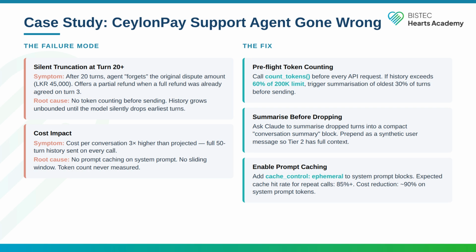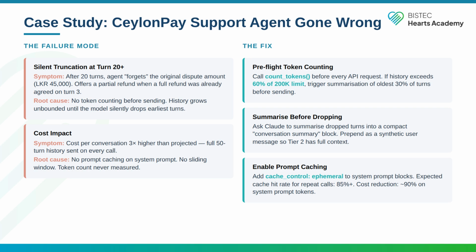The fix has 3 parts. First, add pre-flight token counting before every API request. If the history exceeds 60% of the 200K token budget, that's 120,000 tokens, trigger summarization of the oldest 30% of turns. Second, enable prompt caching on the system prompt blocks. For the Sale and Pay support persona and policy document, this alone should drop per-call input costs by 60 to 70% on warm cache hits.